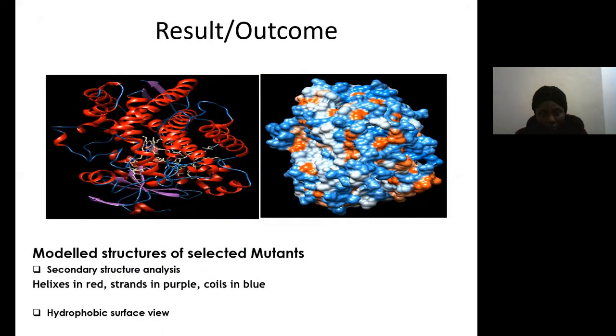This is the model protein structures of the selected variants showing the secondary structural analysis, helices in red, strands in purple, coils in blue, and this is the hydrophobic surface view of the modeled protein structures.